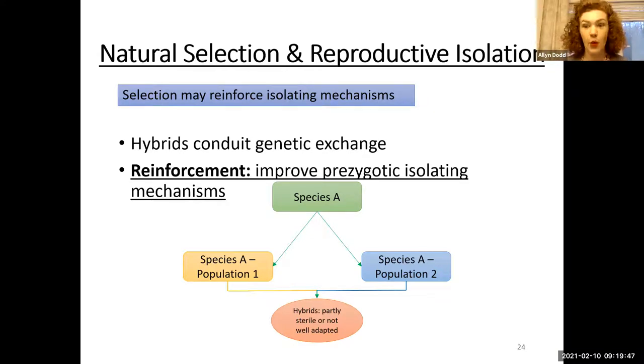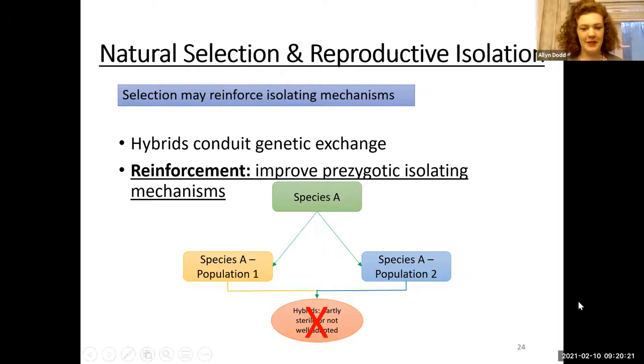Okay, so if you have hybrids that are not very fertile, not well adapted to the environment, then selection will over time exclude those hybrids, right? And this is reinforcement. Hybrids will essentially be selected out of the gene pool, and those two populations will be truly reproductively isolated. Then according to the biological species concept, they're two different species.